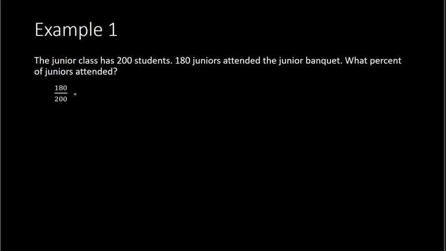So we can divide top and bottom by 10. That gives me 18 over 20, which can be divided more. And you can divide top and bottom by 2 to get 9 over 10. And 9 over 10 as a decimal, that is one you should have memorized, and that would be 0.9. And then as a percent, you move the decimal over 2 places to the right, 1, 2, to get 90. So my solution would be 90%. So 90% of the juniors attended the junior banquet.